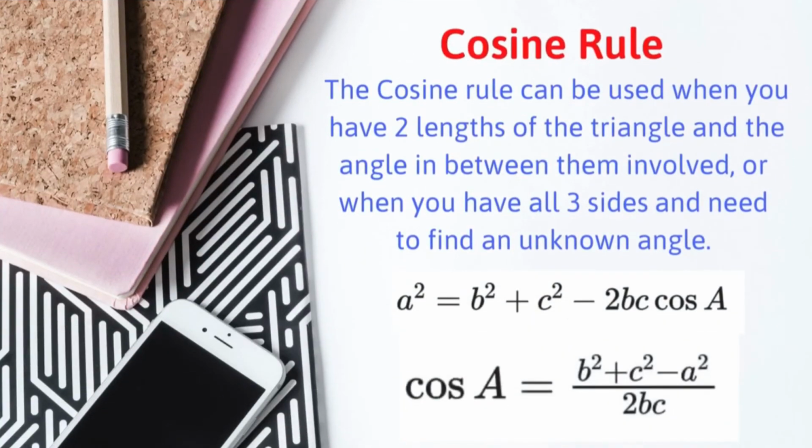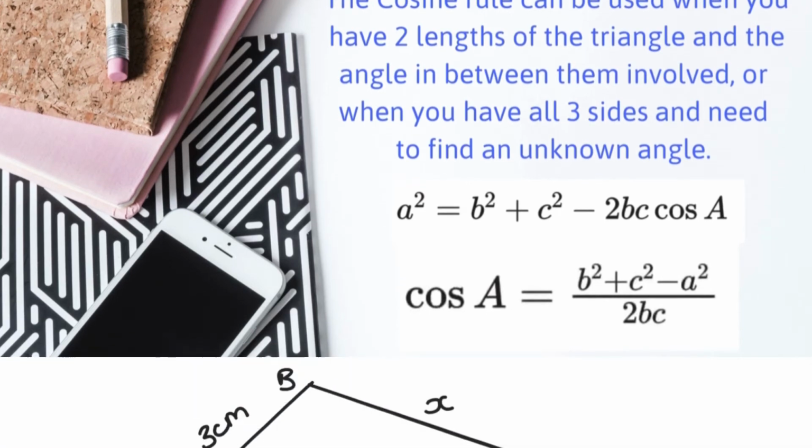The cosine rule can be used when you have 2 lengths of the triangle and the angle in between them is involved, or when you have all 3 sides of the triangle and you need to find the unknown angle. The cosine rule is a squared is equal to b squared plus c squared minus 2bc times cos A, where your A angle is the one opposite your side a. It needs to be the angle opposite for this to work.